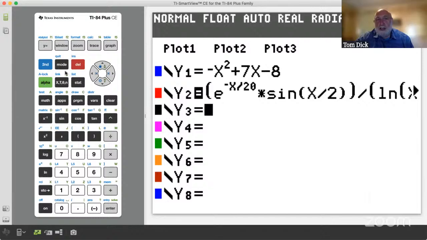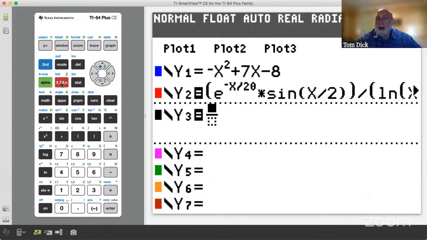So that's the fraction template. It's the alpha shift of the xt theta key there. So it gives us a vertical fraction like that. And now we can put the difference in the top, which will be Y2.